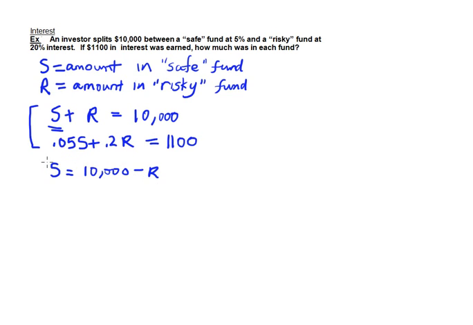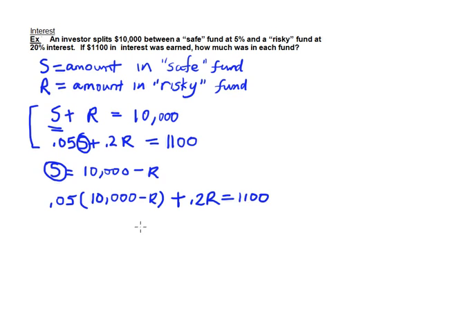Next, with substitution, I will take that value of S that I've isolated and plug it into the second equation. So I have now 0.05 times, and again, instead of putting in S, I'm going to plug in this substituted expression, 10,000 minus R. So that's the first term in the second equation. And then I still have plus 0.2R is equal to 1,100.